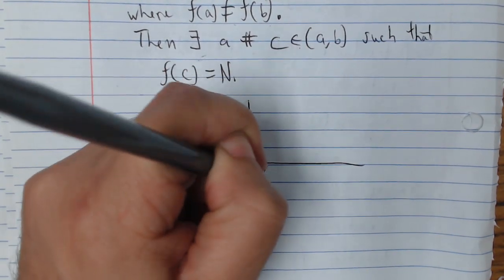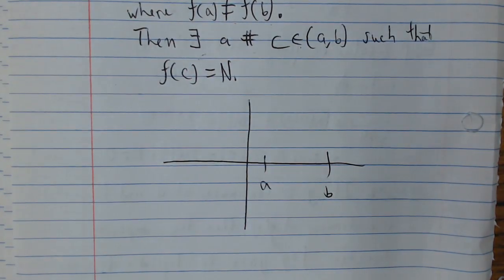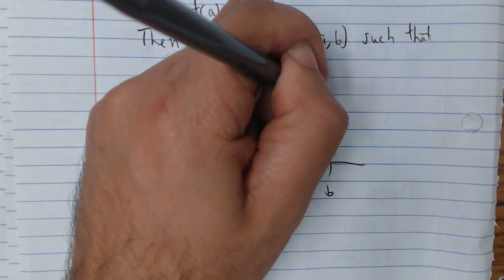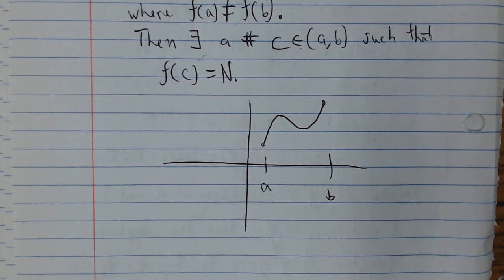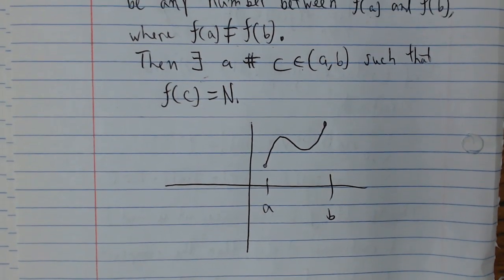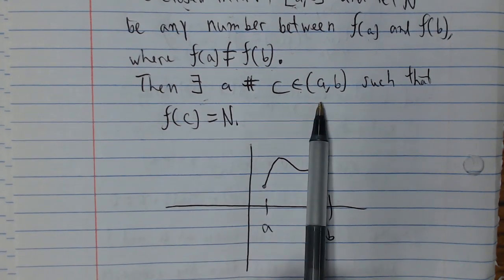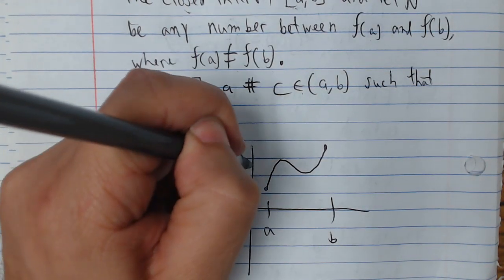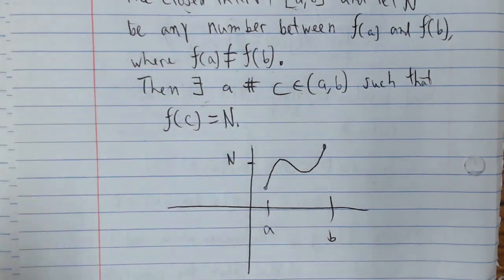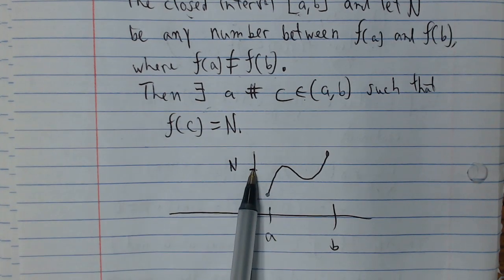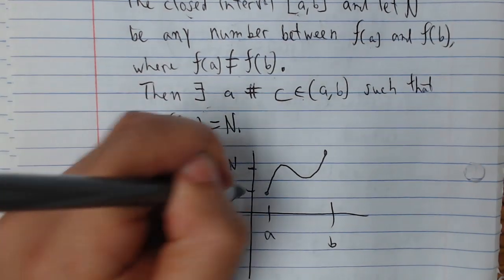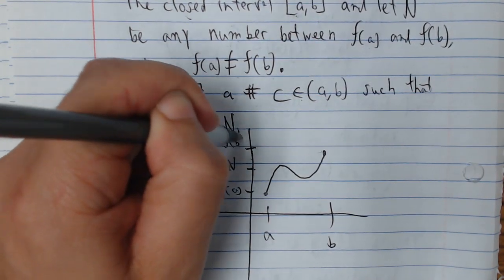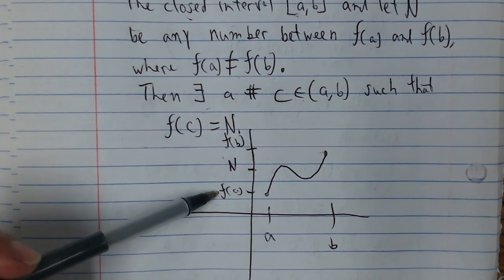Let's pretend that this is A and this is B. And I have a function that's continuous from A to B. And I drew it like this on purpose. Because with the intermediate value theorem, let's be careful: when we say there exists a number c, there could be more than one outcome. But let's pretend that this is N, which, notice what happens here. So this is f of a, and this is f of b. Now clearly you can see that N is between f of a and f of b.